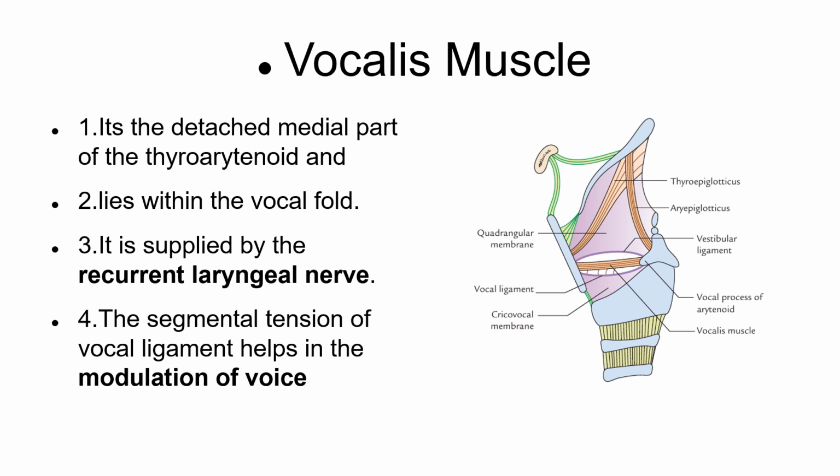The next muscle that we should know is the vocalis muscle, which is important for the modulation of voice, and it is supplied by the recurrent laryngeal nerve. So it lies between the thyroid cartilage here and the arytenoid cartilage here, and this brown, strap-like midline structure, horizontally present, is the vocalis muscle.